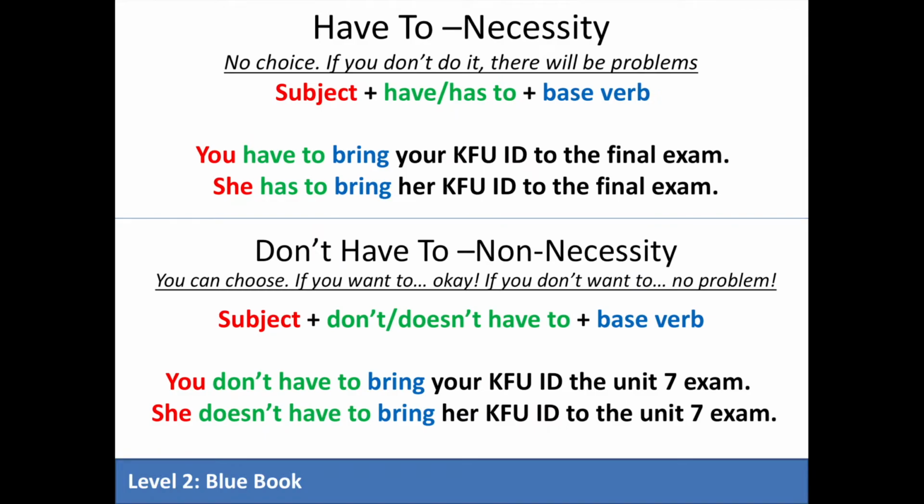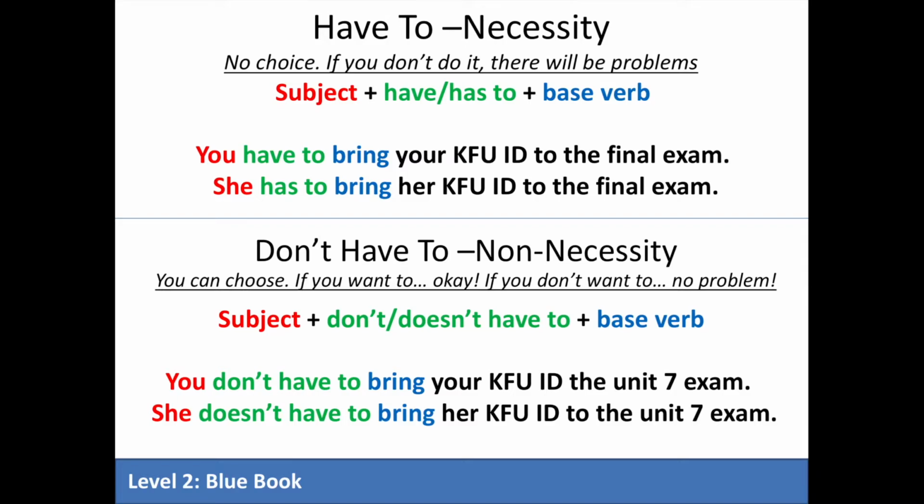To talk about something that is necessary, we use have to or has to. Again, necessity means there's no choice. If you don't do it, there will be a problem. The structure for statements using have to is as follows. Start with the subject, then we have or has to. Again, we have to choose which to use based on the subject of our statement, and this is followed by a base verb. Some examples: you have to bring your KFU ID to the final exam. She has to bring her KFU ID to the final exam.